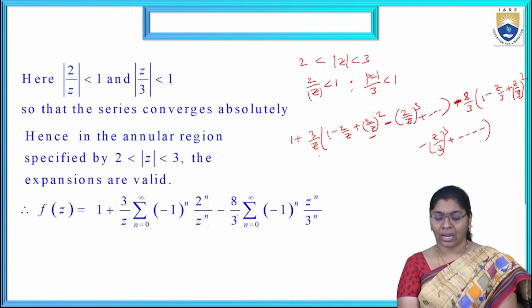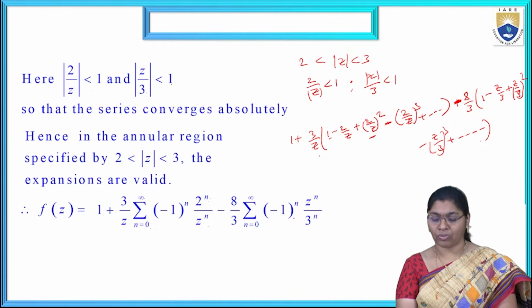And the next one, minus 8 by 3, summation n equal to 0 to infinity. Same steps: minus 1 whole power n, z by 3 whole power n. Now substituting here n equal to 0.